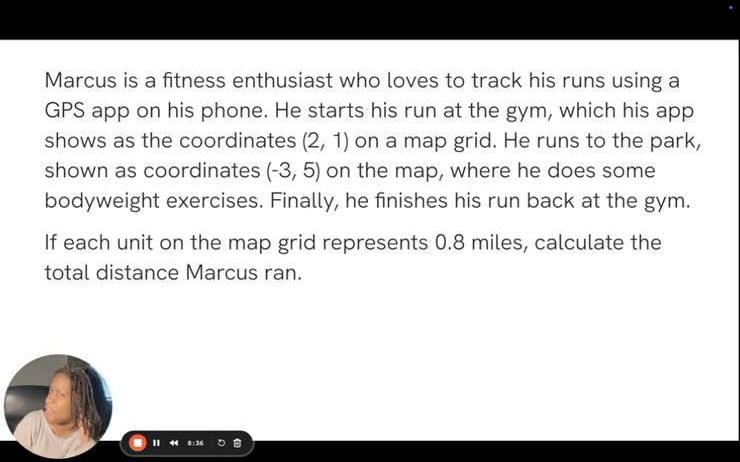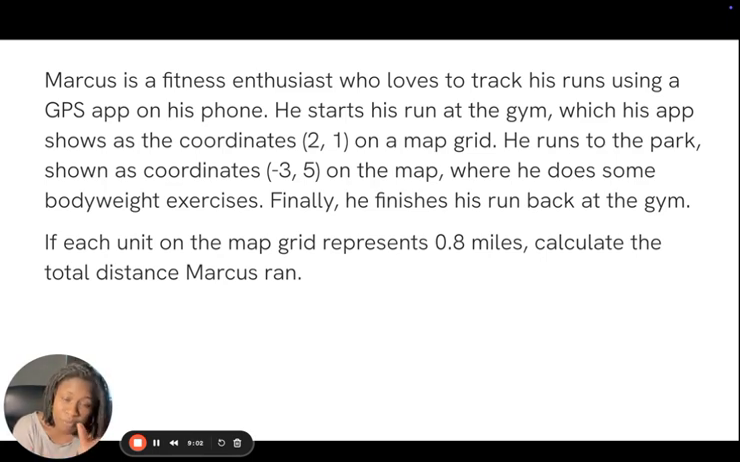Now, once I find that distance, will that be the distance he ran? If you said no, we're doing good. Why? Because he ran from point A to point B and then from point B back to point A. So what we find will be the number of units he ran from point A to point B.